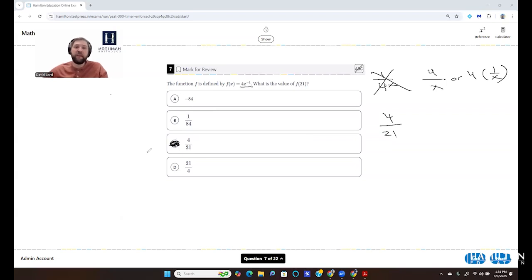So definitely, if you pick B, you got a little tricked by the negative exponent. It wasn't the whole quantity raised to the negative 1, just the x variable.